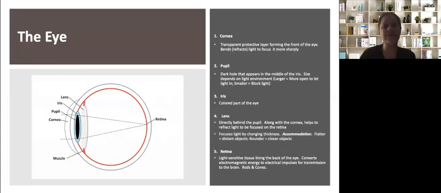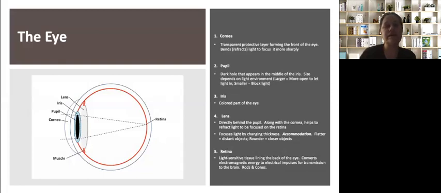So the lens becomes flatter or thinner when viewing more distant objects, and it becomes rounder or thicker when viewing objects close up. And then finally, the light reaches the retina. So the retina converts the electromagnetic energy of light to electrical impulses that neurons can then carry as messages to your brain through the optic nerve, which we'll talk about in a minute.